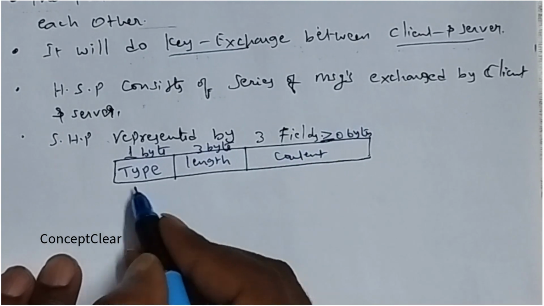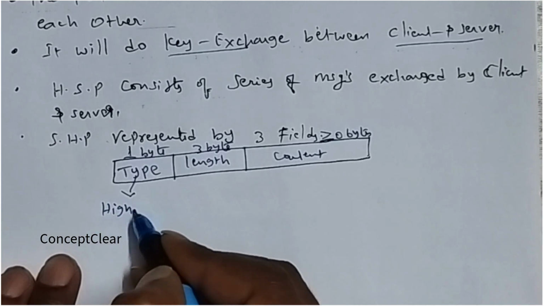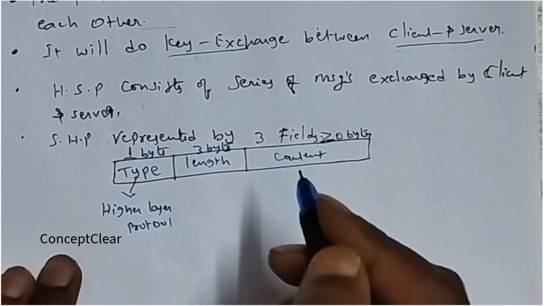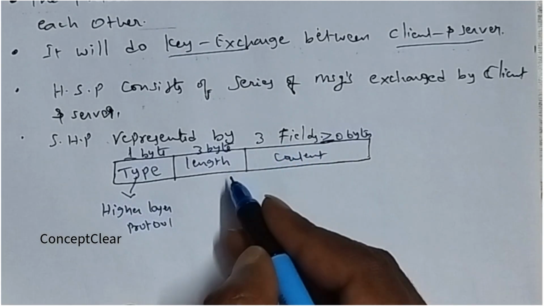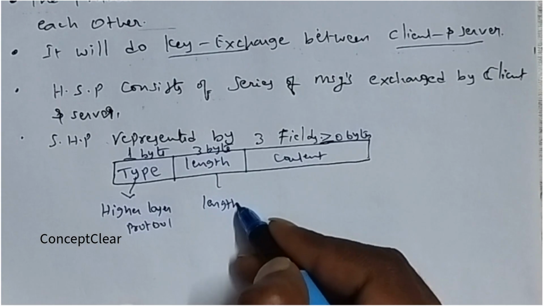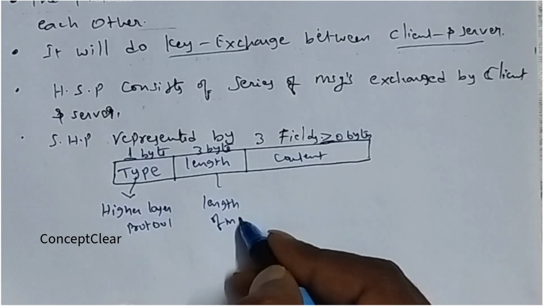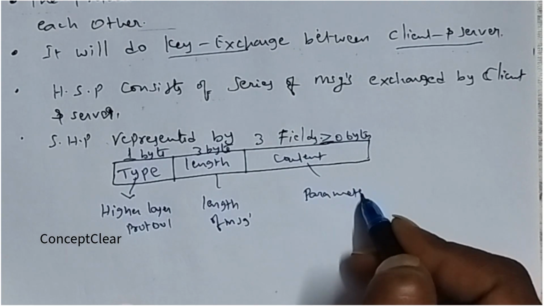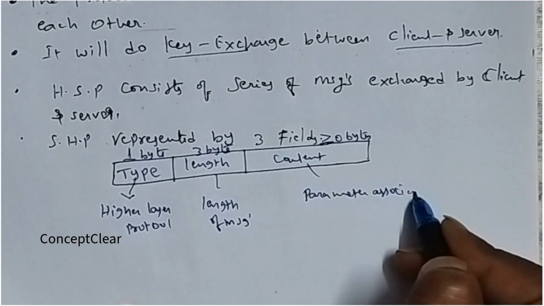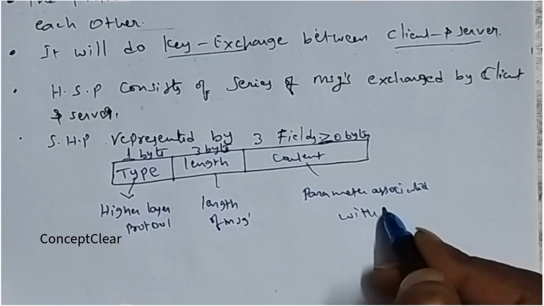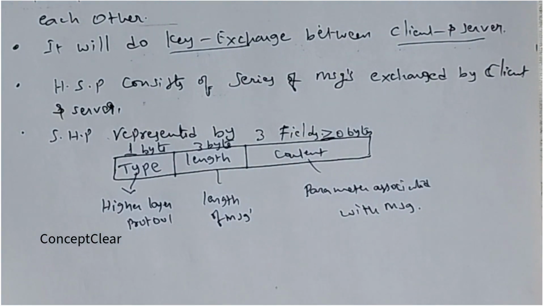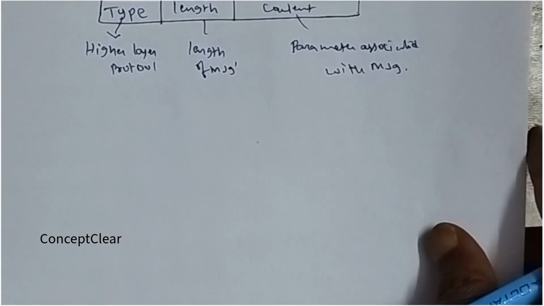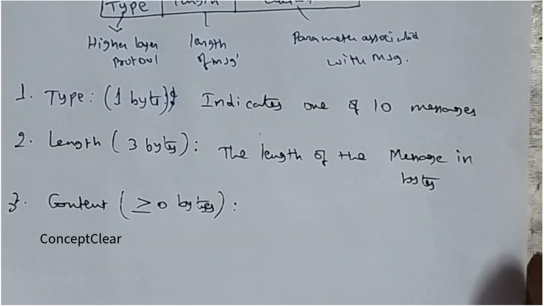What does the type mean? It is the higher layer protocol. And what about the length? It is nothing but the length of the message, and the content is the parameters associated with the message.